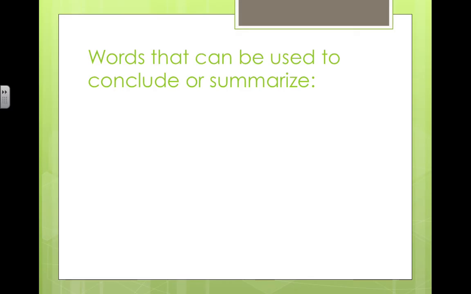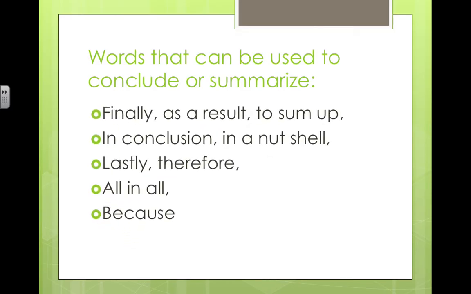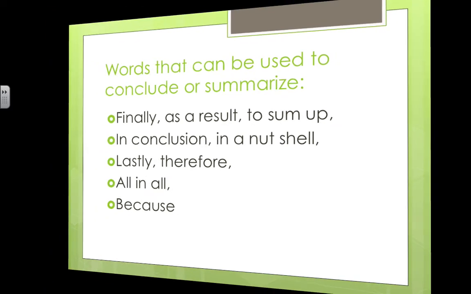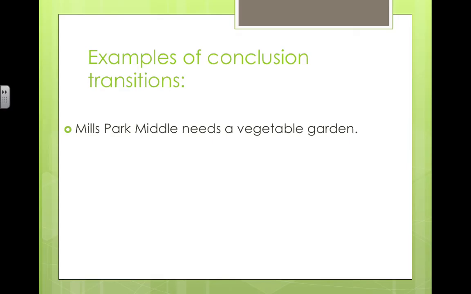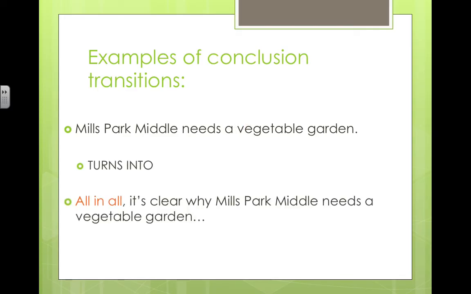Then we have some words that can be used to conclude or summarize. You'll especially see these at the end of your body paragraphs and in your conclusion paragraph. Here are some examples. Mills Park Middle needs a vegetable garden. Let's try to add some transitions there. Maybe it might sound like this. All in all, it's clear why Mills Park Middle needs a vegetable garden.